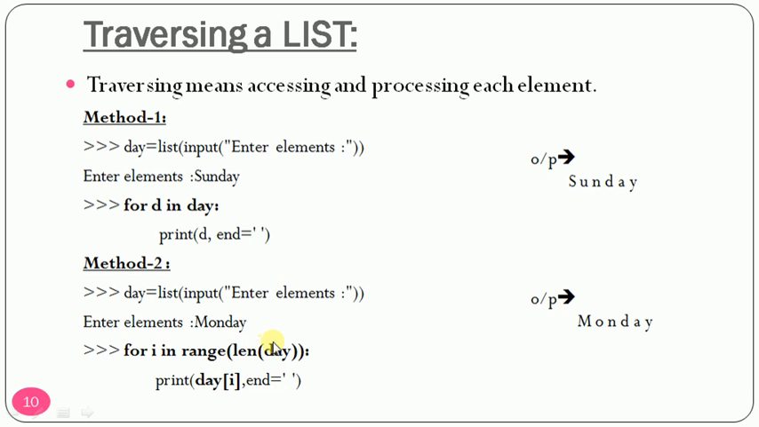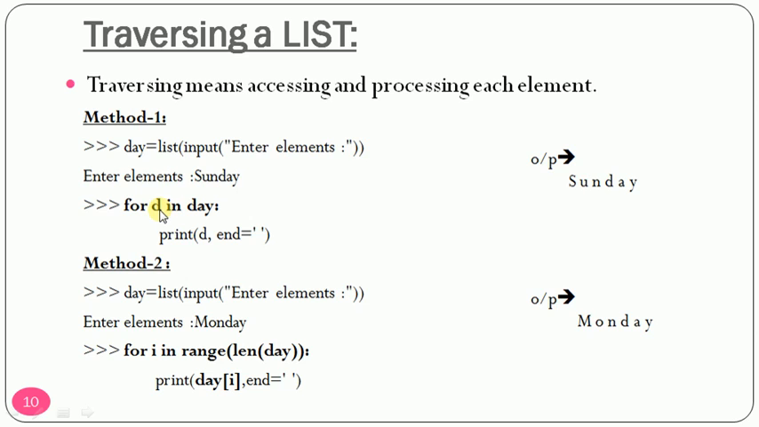Now let's see how we can traverse through a list. Traversing through a list means we want to take it element by element. Each one we want to take out. Then look at this method 1. We are inputting a list. The list is SUNDAY, the character list. Each element is a character. So this is our list.